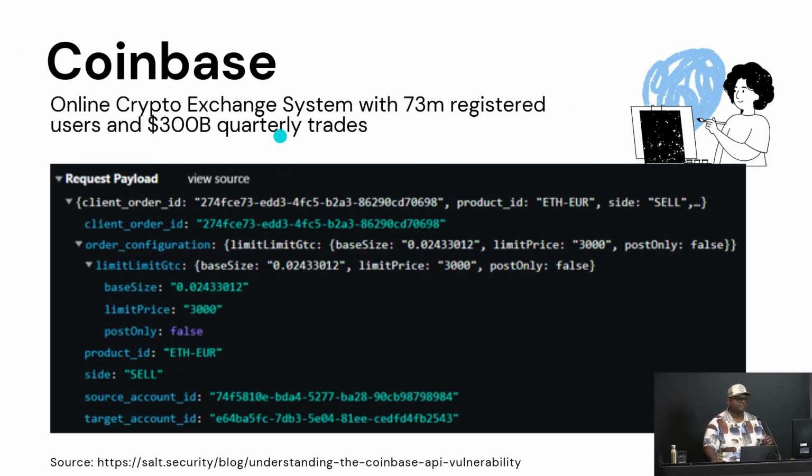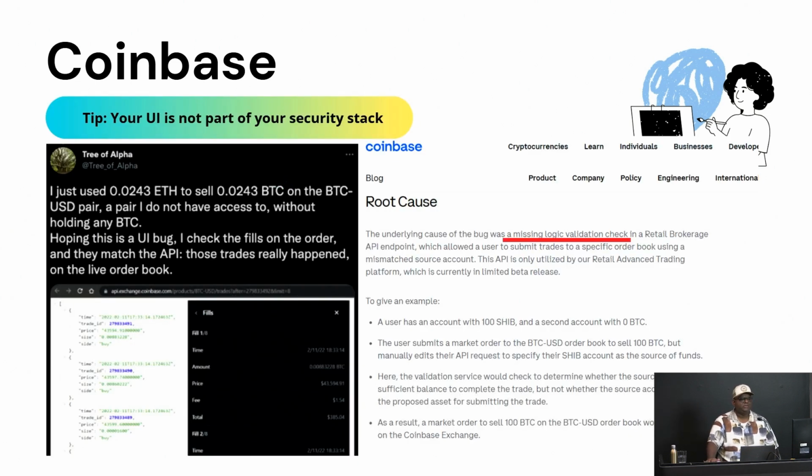And so what is the point here? Your UI is not part of your security stack. So do not do unnecessary or security related filtering in your UI. That is not where you are supposed to do it. So this is a missing validation logic. It's not doing enough validations to see if you have that pair. Because the QA guys might have checked using the front end and this got missed.